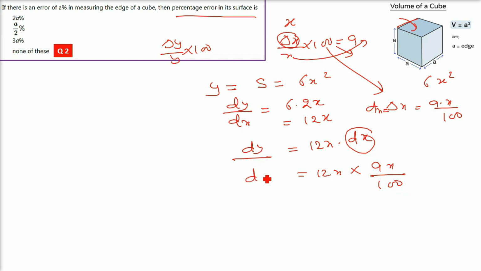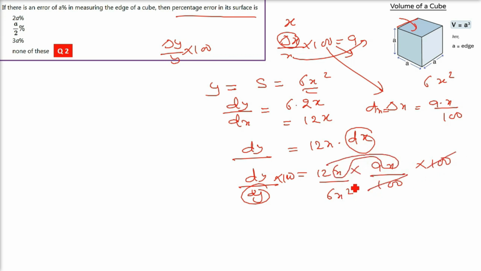This is dy. So dy by y into 100 is to be computed. So we have to introduce 100 on the right hand side and divide the right hand side by y also. And y is what? It's 6x squared. So this 100 gets cancelled. This x and this x will form x squared. You can cancel it with the denominator. 6 into 12, a is remaining, so 2a. So percentage error in its surface area is 2a%.